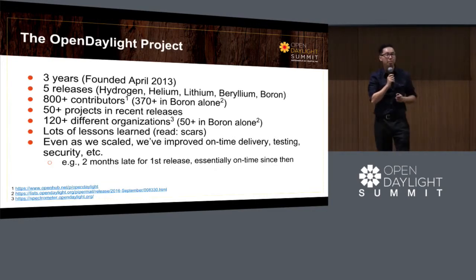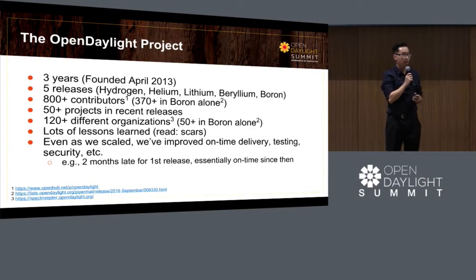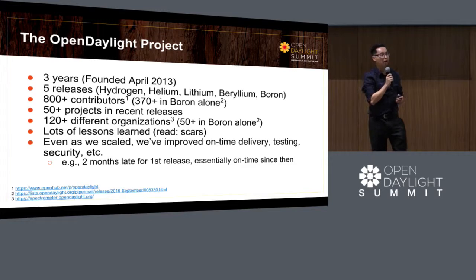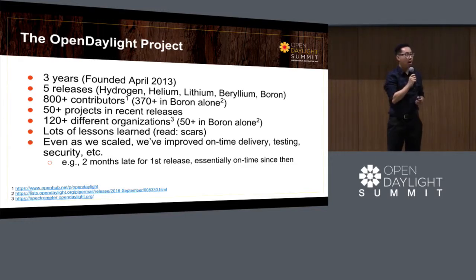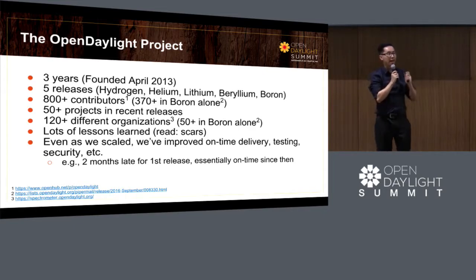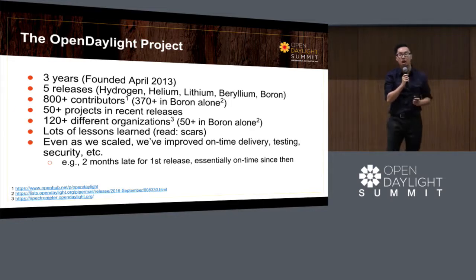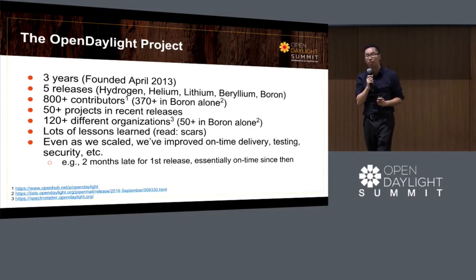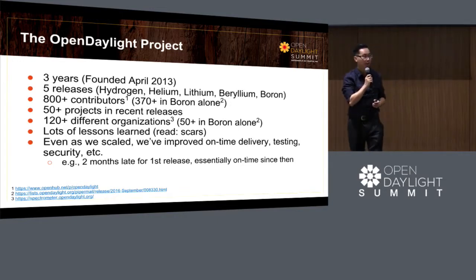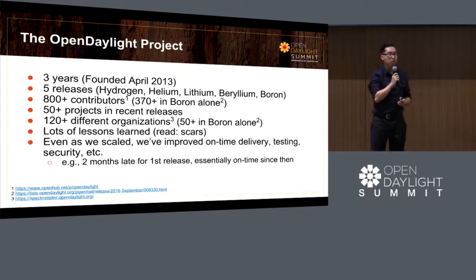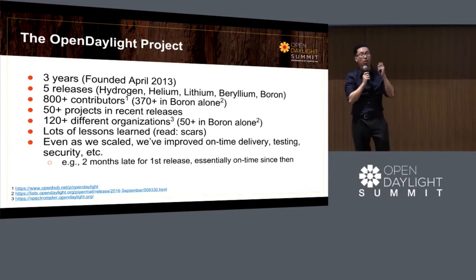So let's talk a little bit about the OpenDaylight project itself. It's 3 years old and has already released 5 times. And it's a huge, huge project. It's got 800 committers, 370 in Boron alone. It's got 50 projects, 54 specifically in Boron. And contributions from 120 different organizations and companies. That's a lot of moving parts to manage.